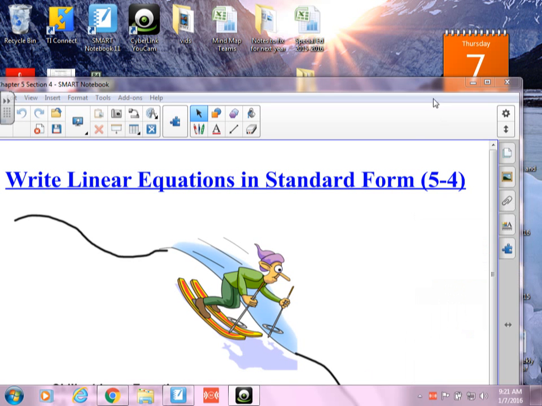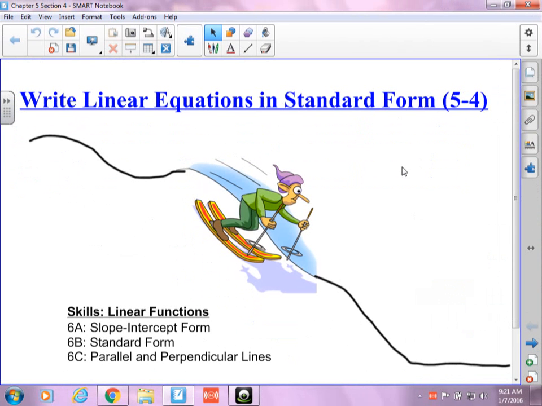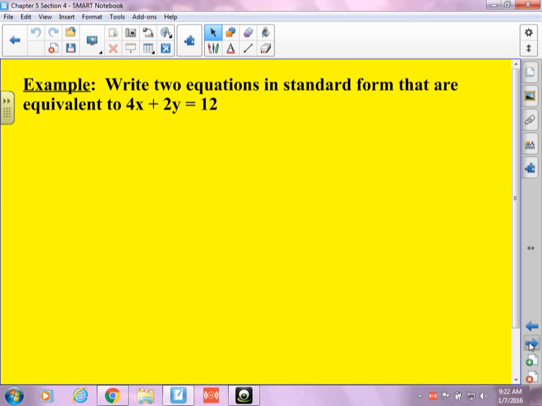Today what we're going to do is write linear equations in standard form. It's section 5.4, chapter 6 test. You'll notice that yesterday we did skill 6A, and today we're going to do 6B. So we're looking at standard form. It says write two equations in standard form that are equivalent to this.